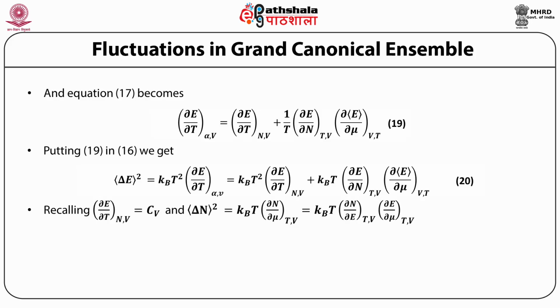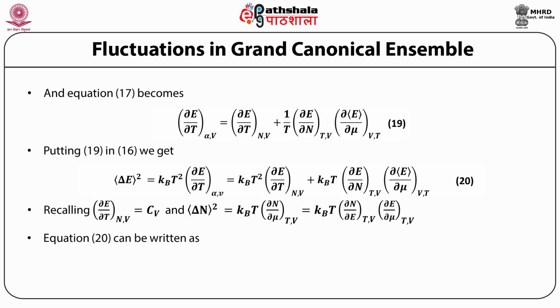Recalling, partial derivative of E with respect to T at constant N and V is equal to CV, and variance in number of particles is equal to kBT times partial derivative of N with respect to mu at constant T and V, which is equal to kBT multiplied by partial derivative of N with respect to E at constant T and V multiplied by partial derivative of E with respect to mu at constant T and V.